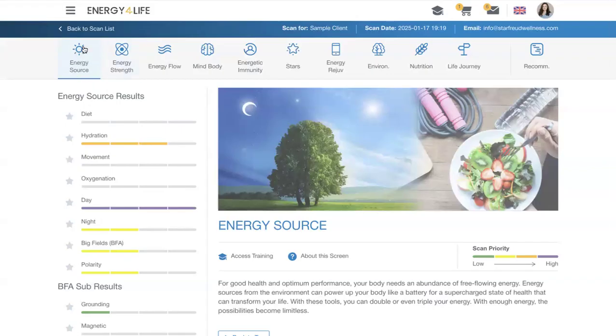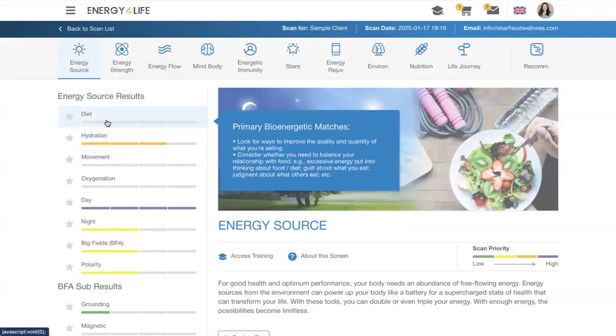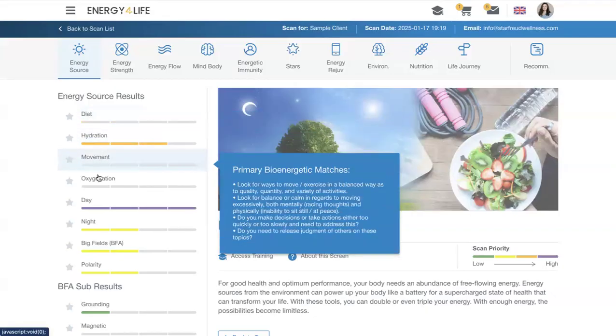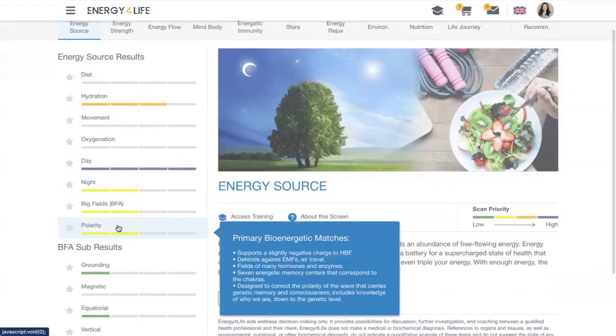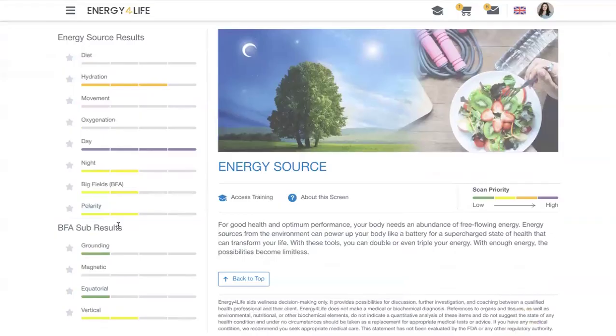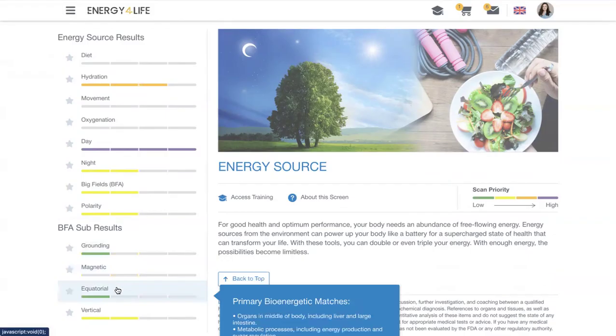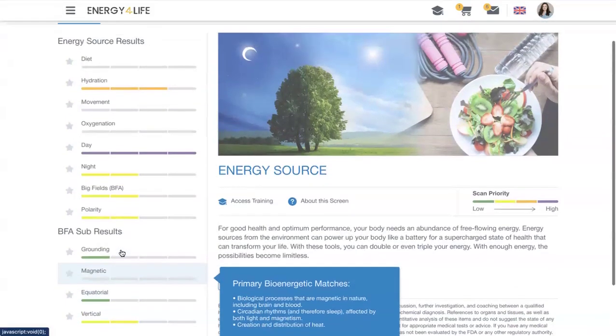Right, so what you'll see here is energy source. This is where you're getting aspects of energy, where you can get your energy from throughout your day-to-day activities. That would be your fundamentals of diet, hydration, exercise, oxygenation, your circadian rhythms, as well as the planetary alignment that has a magnetic effect on our bodies, which would include not feeling grounded or messing with our heart rate variability and our sleeping patterns as well.